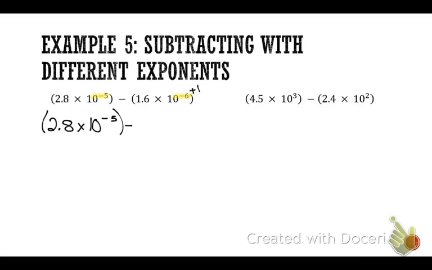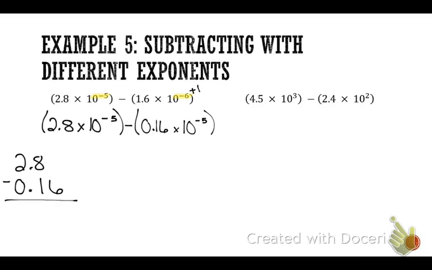If I add 1 to my exponent value, what happens to my decimal? It goes to the left. It becomes 0.16 times 10 to the negative fifth power. That conversion offsets, and now I have the same exponents. So what can I do now? Subtract them. The first number minus the second number.